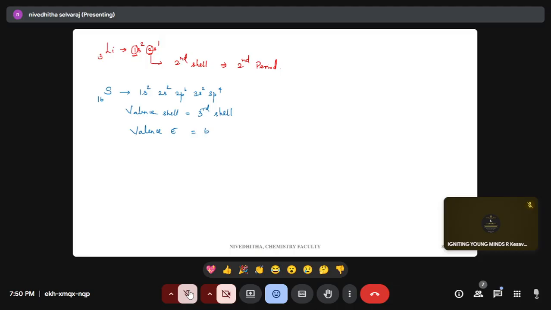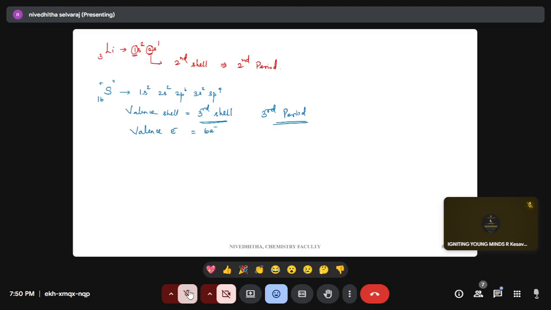So from the electronic configuration, we can tell which is the valency shell and how many valency electrons are present in the atom. Similarly, we can tell the position of sulfur also. Since the valency shell is the third shell, sulfur will be in the third period, right? And could you please tell me the group number of sulfur? Here we have 6 valency electrons, right? So could you please tell me the group number?